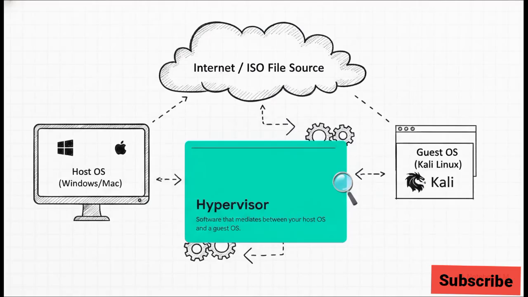Now, once you have that ISO file, you need a place to put it, right? Most beginners use what's called a virtual machine. This relies on a hypervisor. Think of software like VirtualBox or VMware. They act as a vital translator. The hypervisor essentially mediates between your main computer, which is your host operating system, and Kali Linux, your guest operating system. It's like a secure little bubble that lets you run Kali safely.